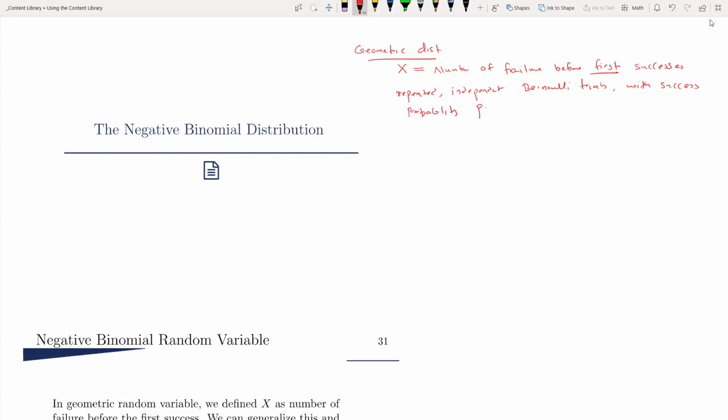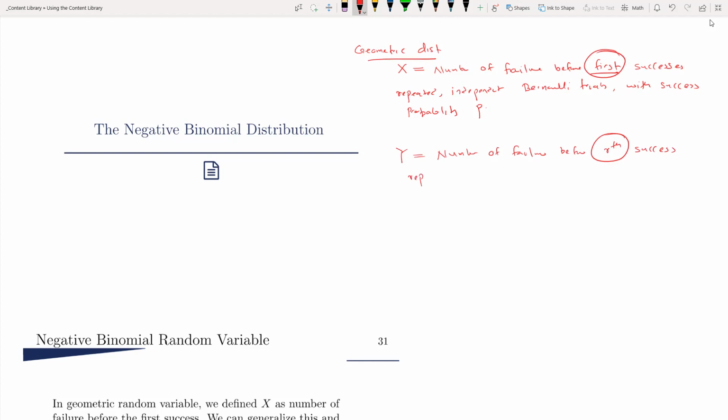So now we are going to define a new distribution, a change to the geometric distribution. Let's call this random variable Y. We call this random variable the number of failures before the rth success. So you can see here we have the first success, and this is the rth success. So it's a generalization of the geometric distribution. And we still have the same condition.